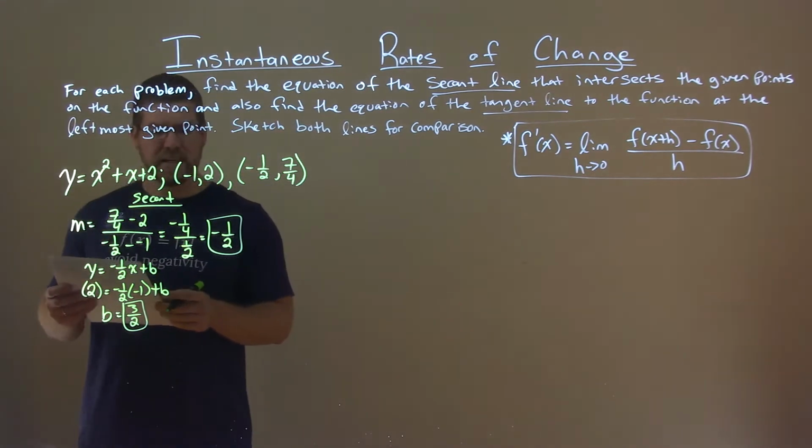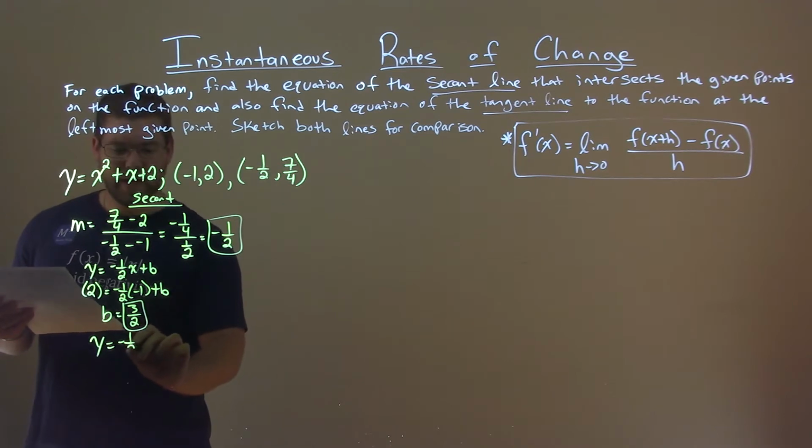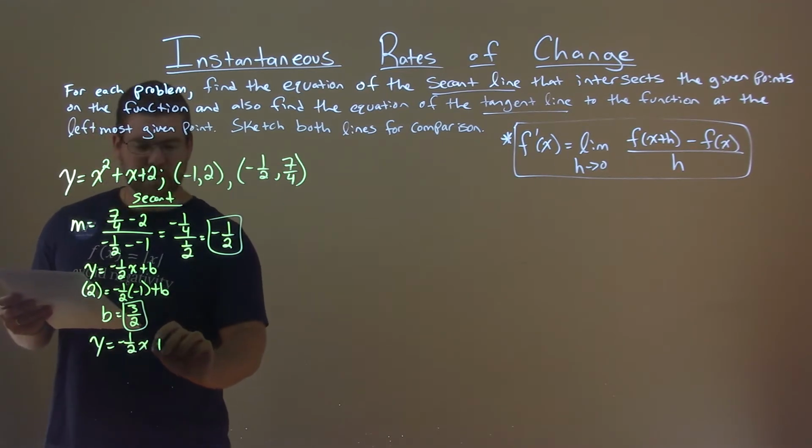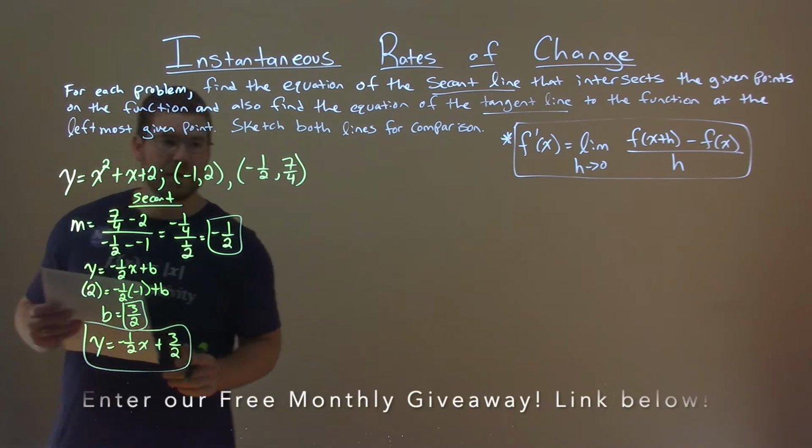So our equation of the secant line just comes out to be y equals our slope, -1/2 x plus 3/2, which is our b value. So that's the equation of the secant line.